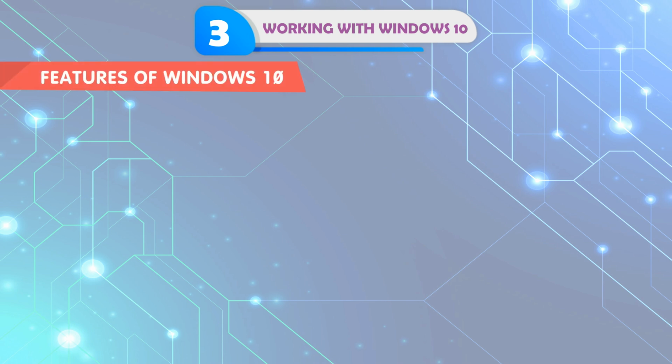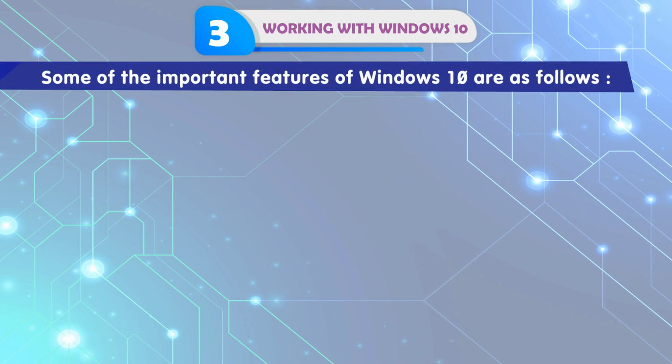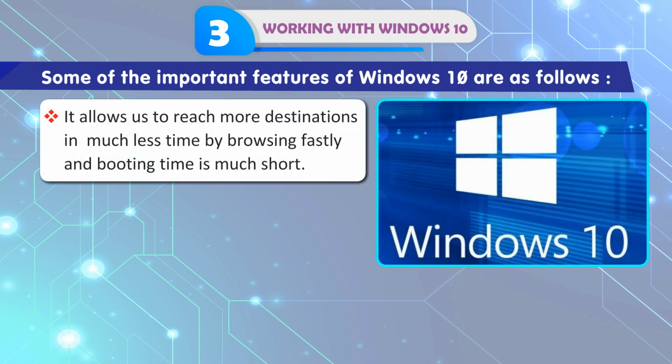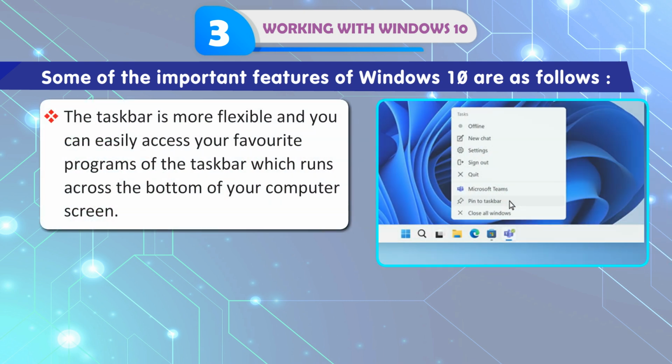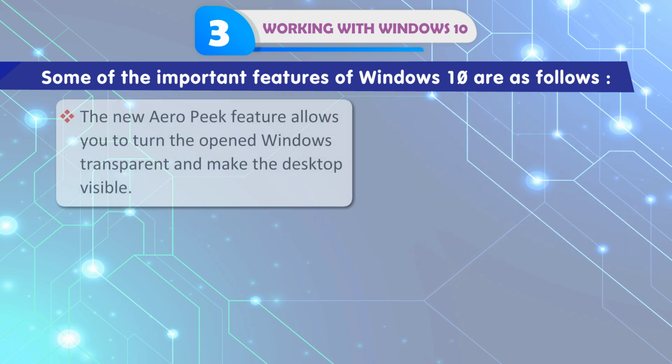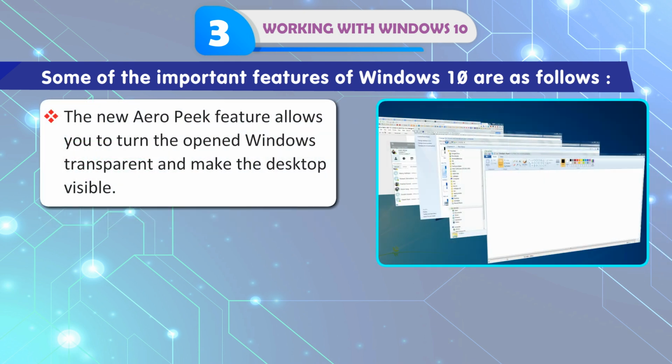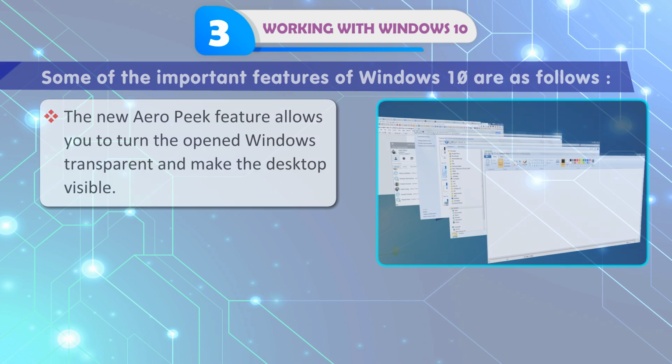Features of Windows 10. Some of the most important features of Windows 10 are as follows. It allows us to reach more destinations in much less time by browsing fast, and booting time is much shorter. The taskbar is more flexible and you can easily access your favorite programs off the taskbar, which runs across the bottom of your computer screen. The new Aero Peek feature allows you to turn the opened windows transparent and make the desktop visible.